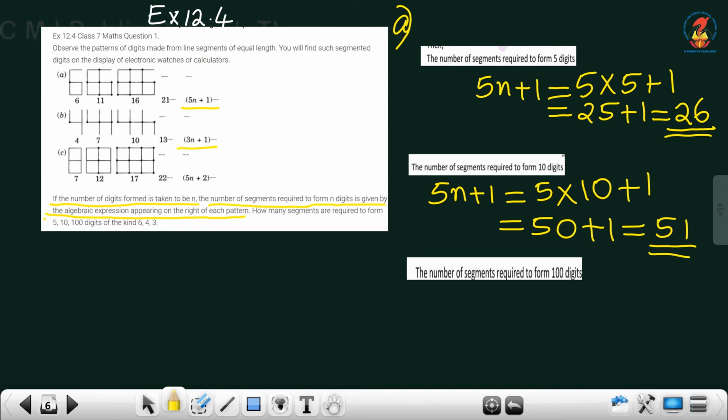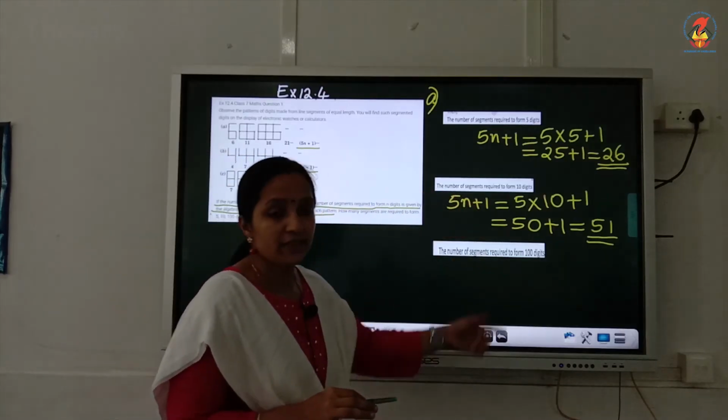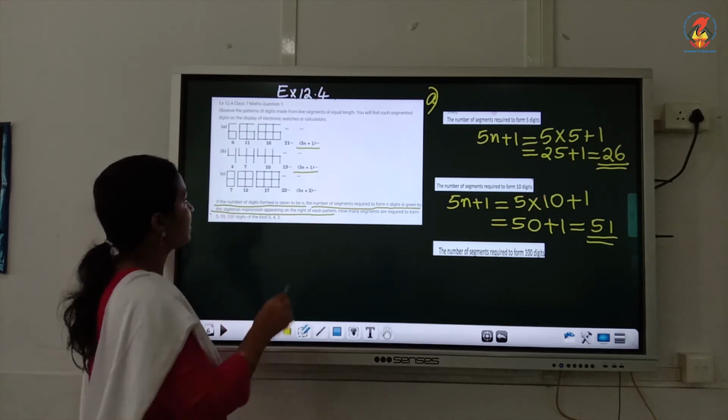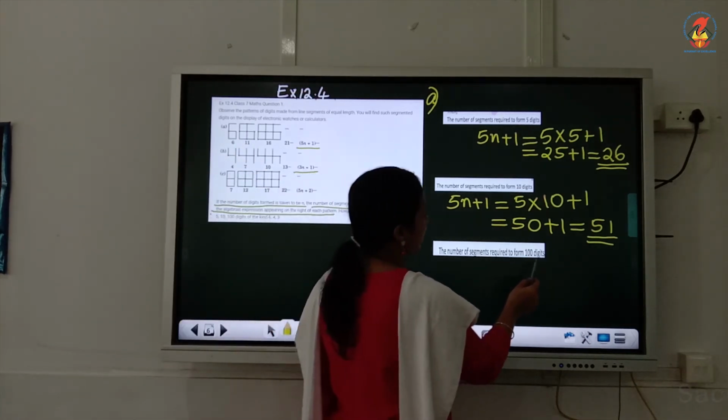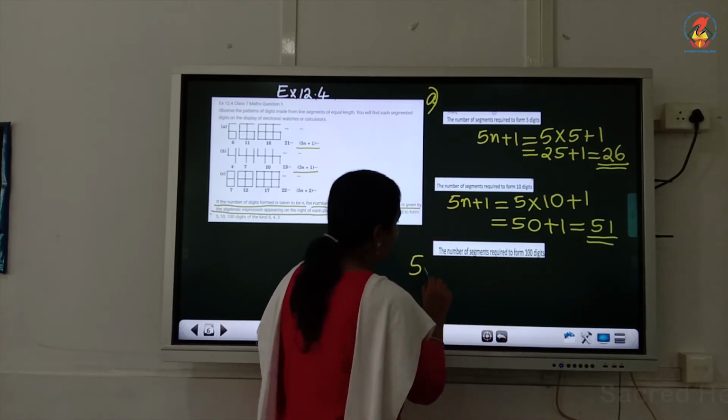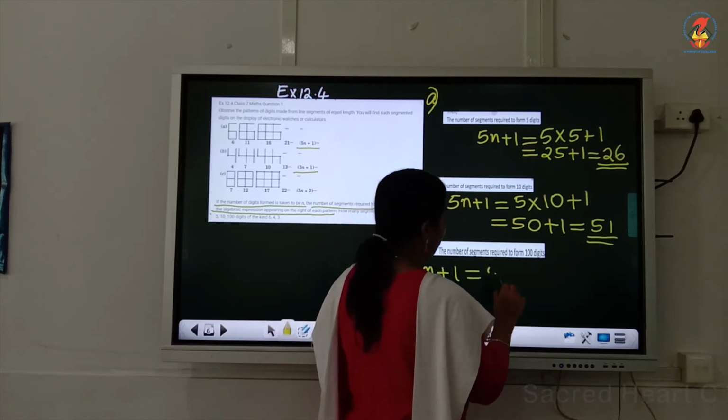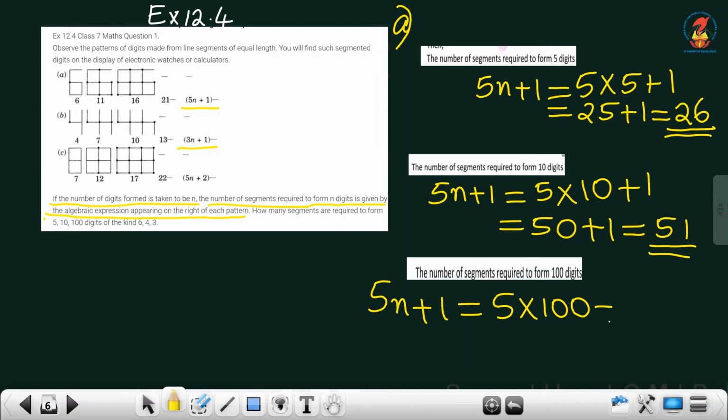So what is the meaning? 51 line segments are required to form 10 digits of this kind. Now the number of line segments required to form 100 digits. Again 5n plus 1 is equal to 5 into 100 plus 1.